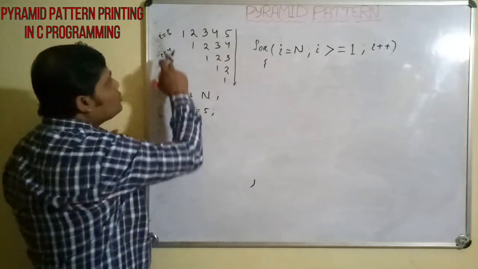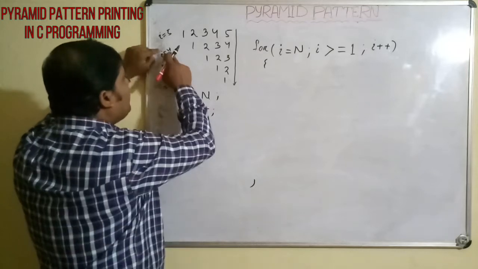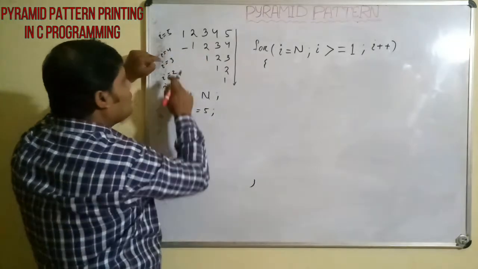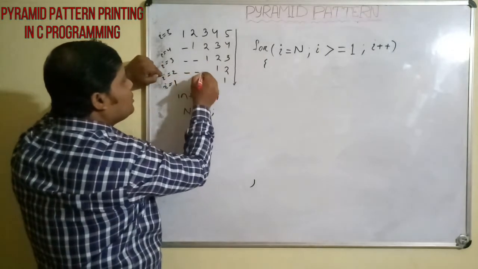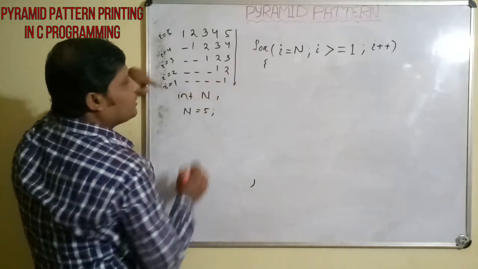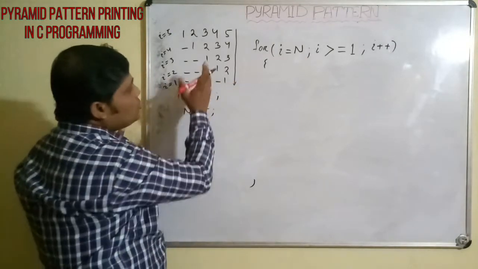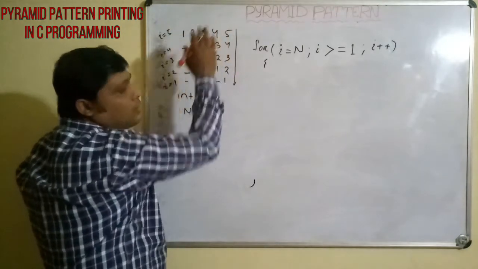Clear? So when i value is 5, there is no space. When i value is 4, only one space. When i value 3, 2 spaces are there. I value 2, 3 spaces are there. I value 1, 4 spaces are there. Clear? So some spaces are present before printing the numbers.